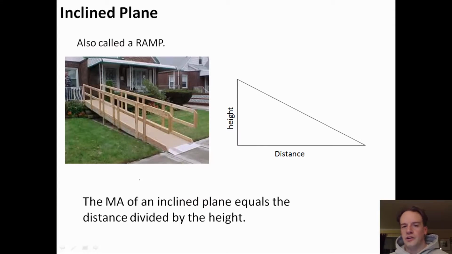The inclined plane, also called a ramp, is in many places, including stairs, hillsides, switchbacks, and roads. Those are all examples of an inclined plane, and the mechanical advantage can be calculated by taking the distance of the ramp divided by the height of the ramp.